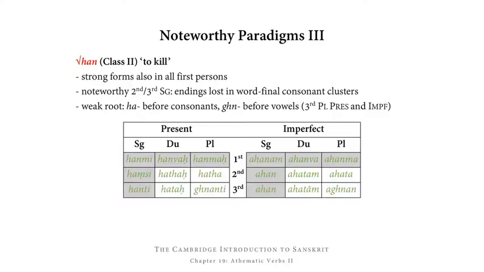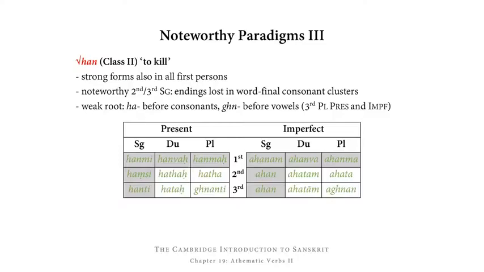Finally, the forms containing the weak root, so the white fields in this table. The weak root of han, one could expect to be hun. Han has a guna vowel, a. In order to get to the zero grade of the root, we drop the guna vowel a, leaving us with hun. Hun, however, never appears as hun. Rather, in front of endings that begin with consonants, it appears as ha.